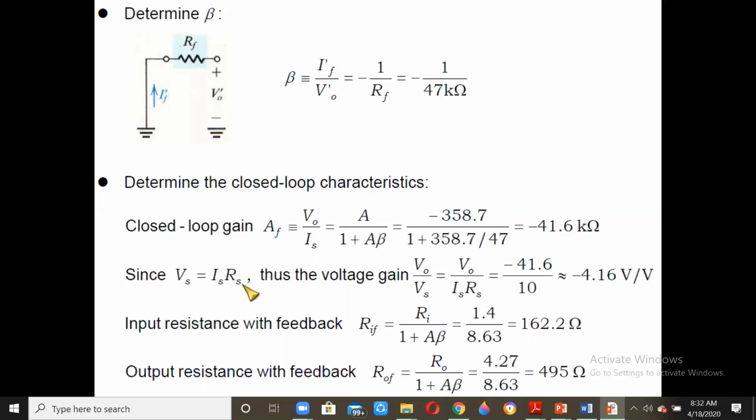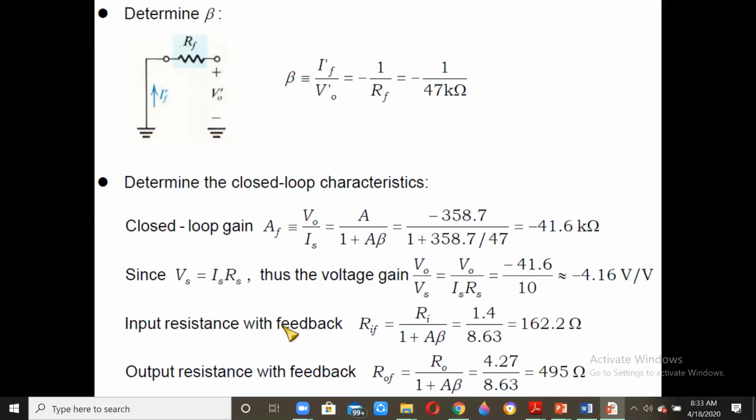Then we have the value of V naught by Vs. V naught by Vs is the voltage gain, whereas AF is V naught by Is. V naught by Vs will be equal to V naught by Is into Rs. V naught by Is we know, so that is minus 41.6 divided by 10. That will give us the voltage gain as minus 4.16 volt per volt. This is the voltage gain, whereas AF is the transresistance value.